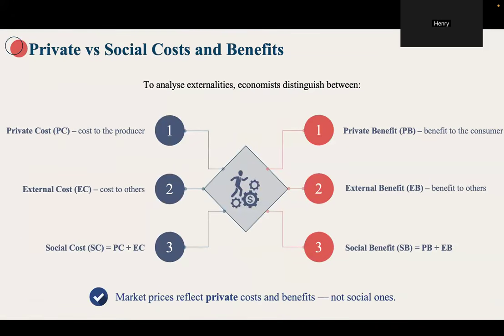To analyze these externalities, economists distinguish between private costs and benefits affecting individuals, and social costs and benefits affecting society as a whole. When these differ, market outcomes become distorted. This is the core framework for understanding externalities.